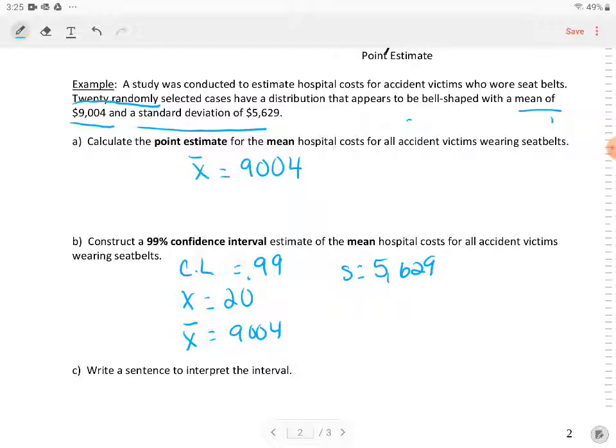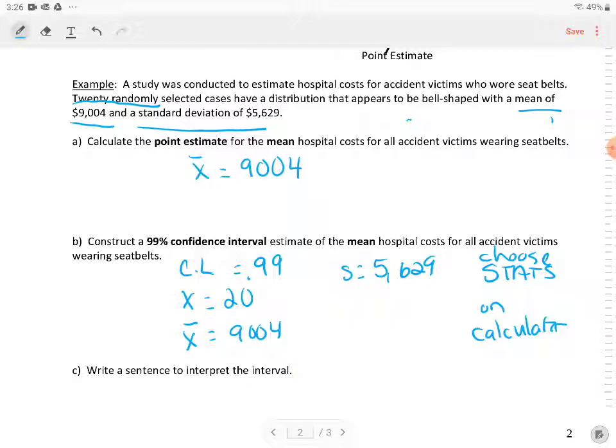So picking up your calculator, if you do second stat, or just stat, arrow to test, arrow down to number 8, it says T interval, and we will put in stats. Choose stats on the calculator. So you hit enter. And the first thing it says is x bar, 9,004. Then the sample standard deviation, 5,629. n is 20. Confidence level is 99%, 0.99.